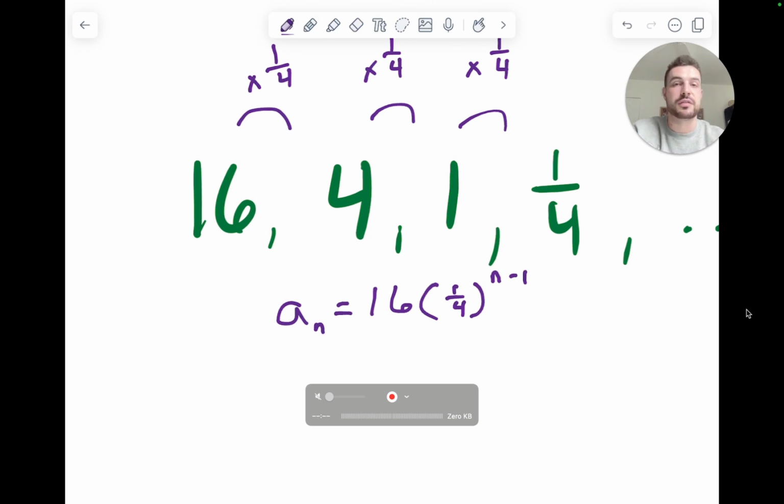Again, this is helpful because if I wanted to find the 100th term, instead of continuing my sequence on and on and on until we get to the 100th term, I can simply plug in 100 for n, and I would be able to find that value quite easily. So it is pretty similar to an arithmetic sequence. Our formulas are very similar. The difference is, instead of adding a common difference, we are multiplying by a common ratio.